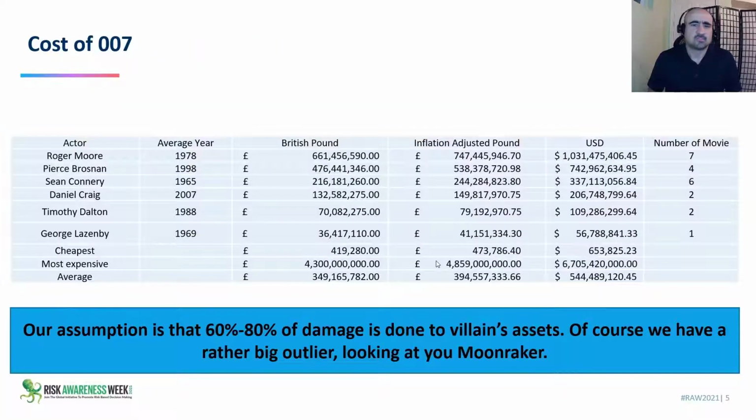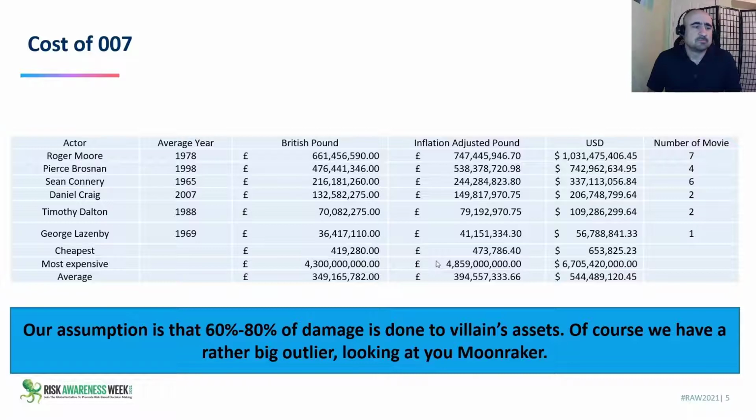So just to review the cost of 007, basically I took that off the web. It's basically the list of movies by actors, how much damage on average per movie. There's a huge outlier with Moonraker where they blow up the space station and I think 3 or 4 space shuttles. So this is a lot of money that went up in flame rather quickly.